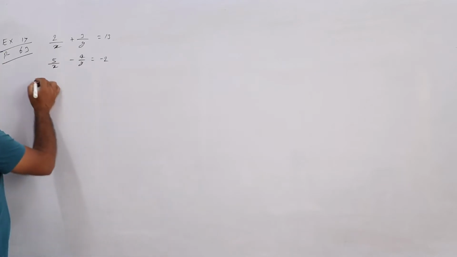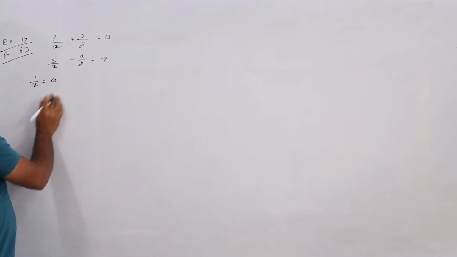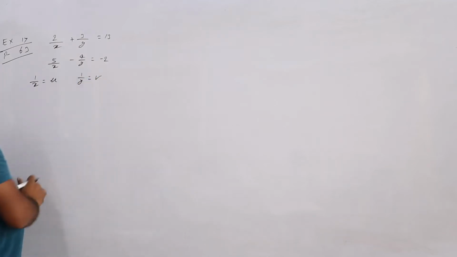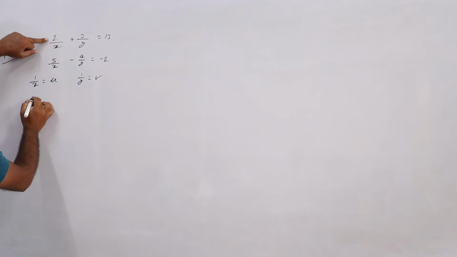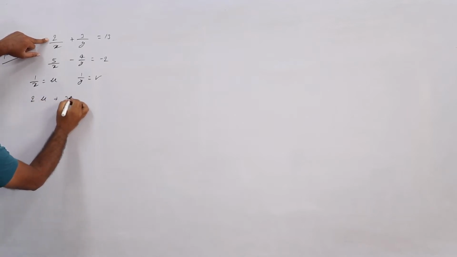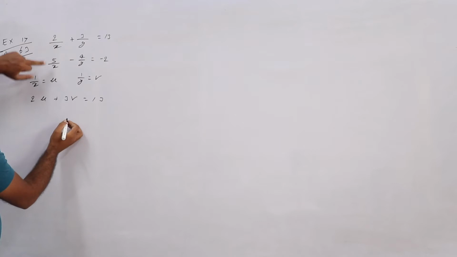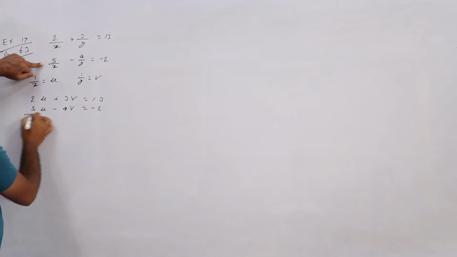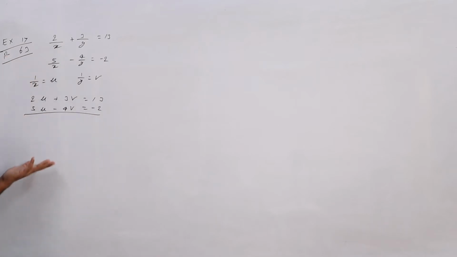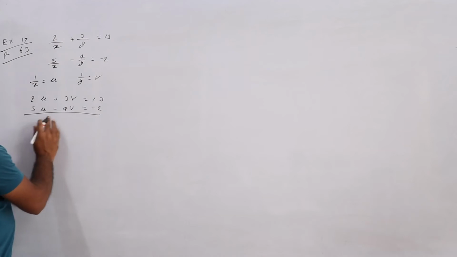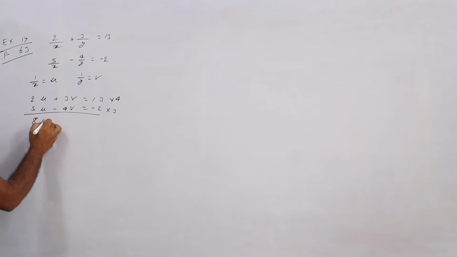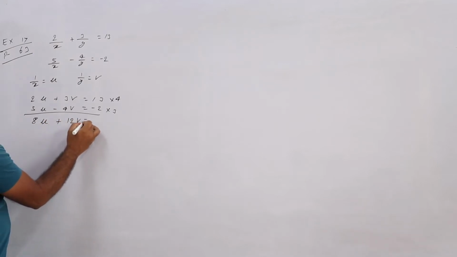So what I am assuming, let 1 by x is equal to u and 1 by y is equal to v. Yes or no? So if 1 by x is equal to u, then this becomes 2u plus 3v is equal to 13 and this becomes 5u minus 4v is equal to minus 2. Now simplify it. This one multiply by 3, this one multiply by 4. So 8u plus 12v is equal to 13 for the.